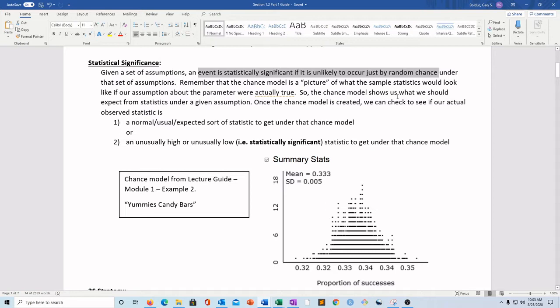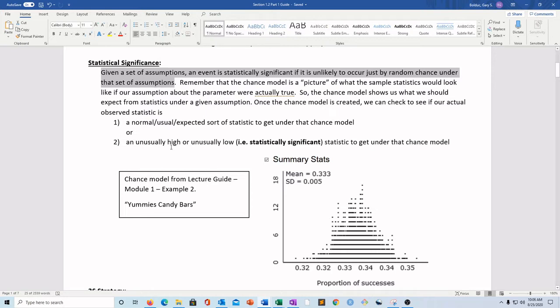We've tried to answer a problem by making an assumption about what's going to happen, creating a chance model, and then looking at our data and saying, does that fit? This is exactly what we've already done. Something is statistically significant if, when we do what we've already done, we build a chance model, we take our data, we look at it and go, does this fit? If your answer is no, this doesn't fit, we just call that statistically significant.